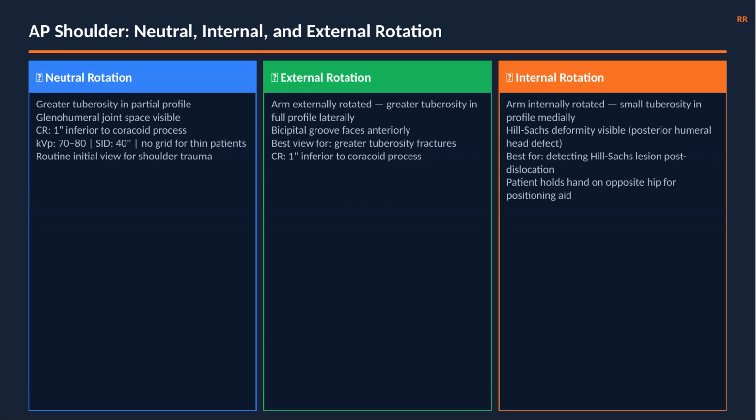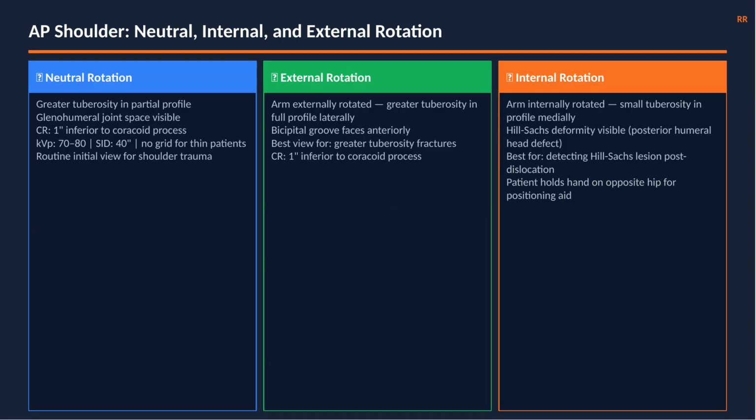External rotation. The arm is externally rotated, palm facing forward. The greater tuberosity comes fully into profile on the lateral side of the humeral head. Best view for greater tuberosity fractures. The bicipital groove faces anteriorly in this position.